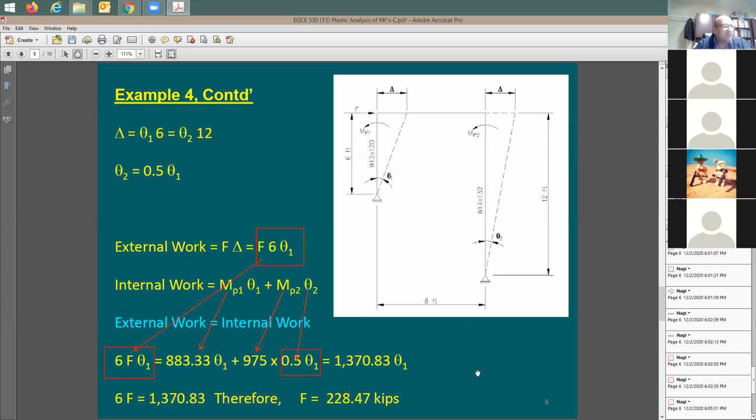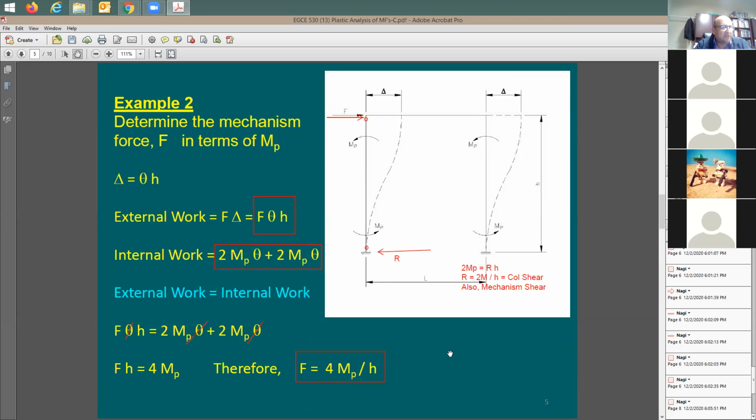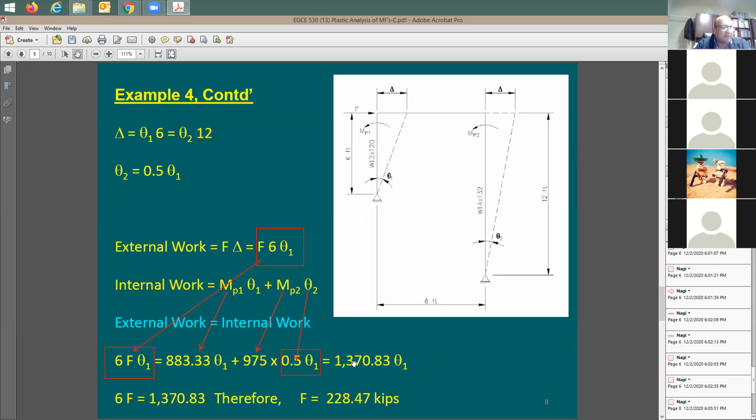Now let's clean the equation a little bit. See the numbers here, now we start to see not simple numbers like what we have looked at before, right? Actual numbers. If you look at this equation, it's going to be 6F theta 1 equals 1370.83 theta 1. Can you cross out theta 1 and theta 1? Yeah, you just get rid of them.